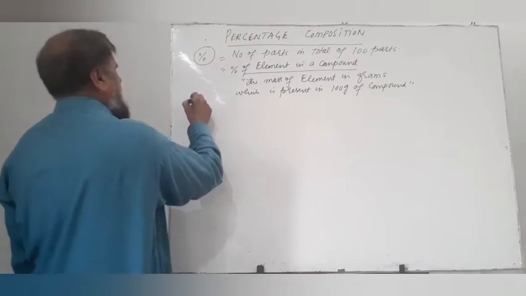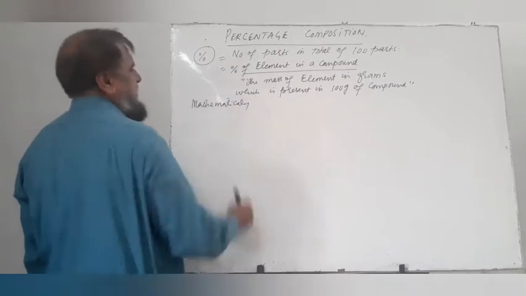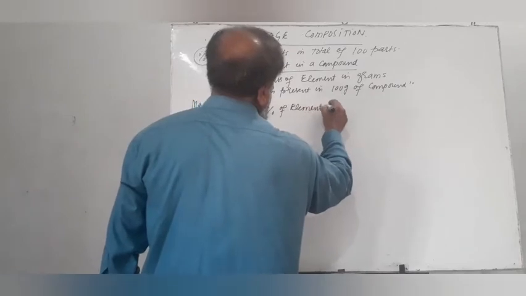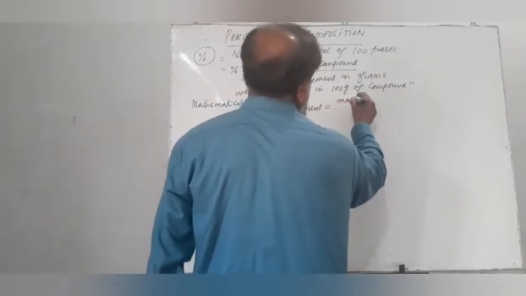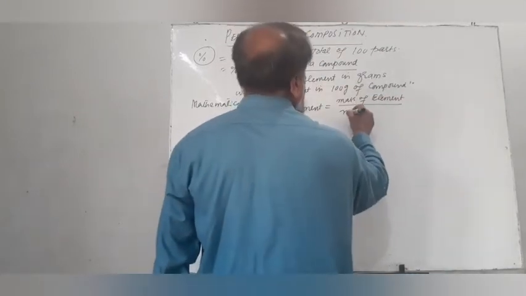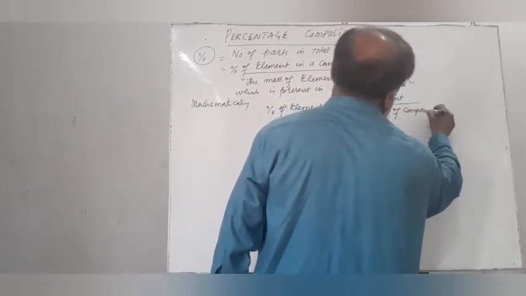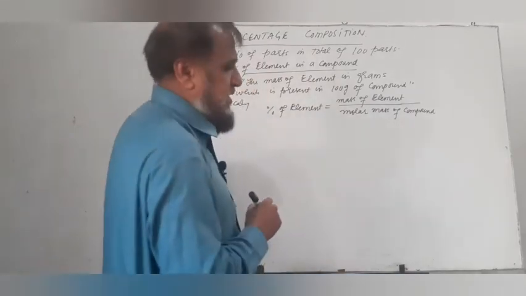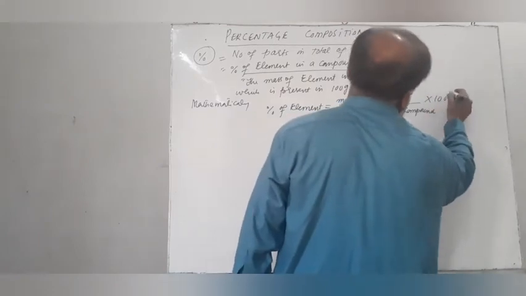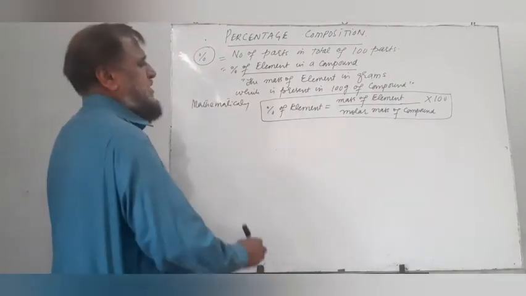Mathematically, we can write percentage of element is equal to mass of element divided by molar mass of compound. Molar mass is the formula weight or molecular weight expressed in grams. Mass of element divided by molar mass of compound into 100. It is the general formula which is used for calculation of percentage of element.